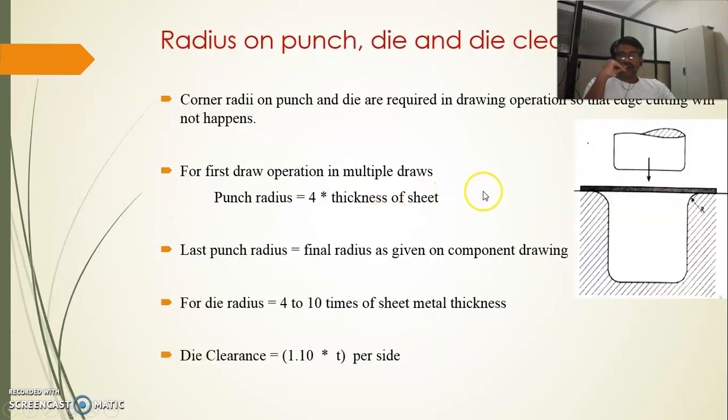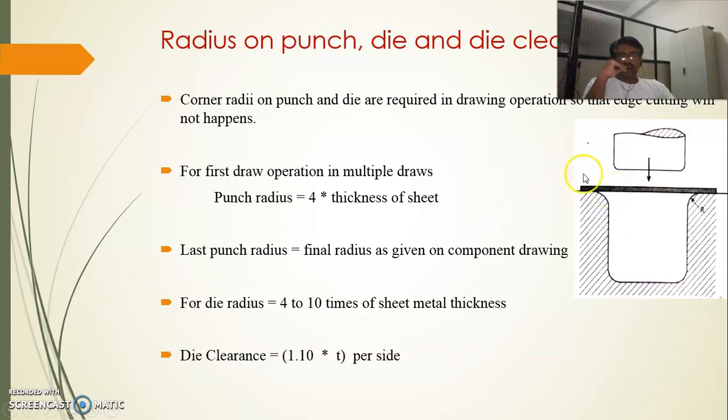The radius on the punch, die and the die clearance. In this case the corner radius should be provided on the punch. So here you can say this is the corner radius which will be provided on the punch, both sides, and again the corner radius for the die also. So the die and punch are required to have the corner radius, and this corner radius is required as we require to have the drawing operation. If we are not giving the corner radius and provide a sharp edge, it may happen that the sheet metal will rupture.